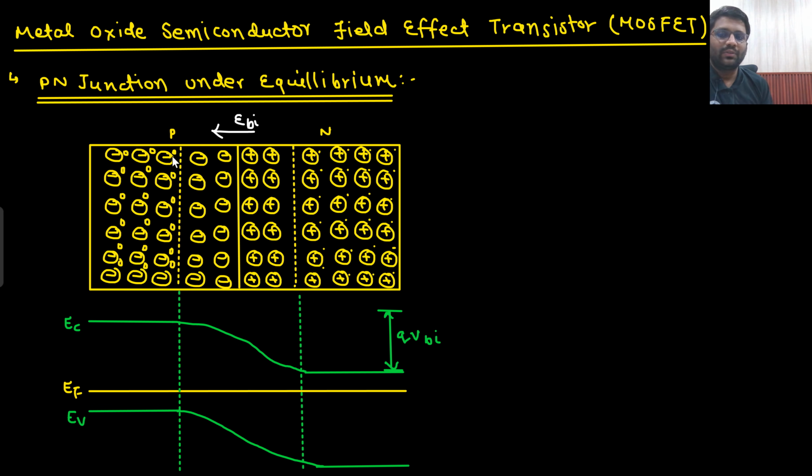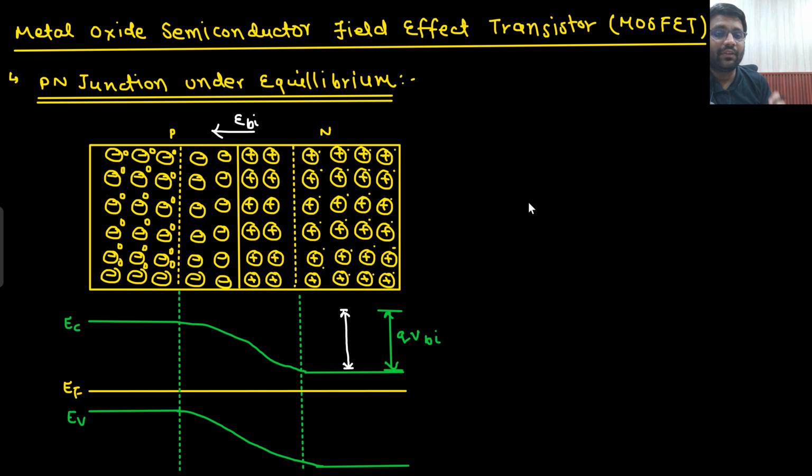Now the holes will say that because of the concentration gradient we will try to diffuse, but the built-in electric field will say go back. So drift and diffusion are equal to each other and the total current is zero. Basically this barrier is making sure that drift and diffusion are equal to each other. So this is your PN junction under equilibrium, where the total current is zero. This we already know, right?